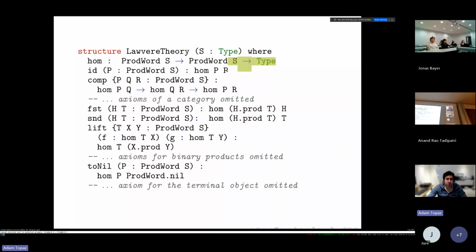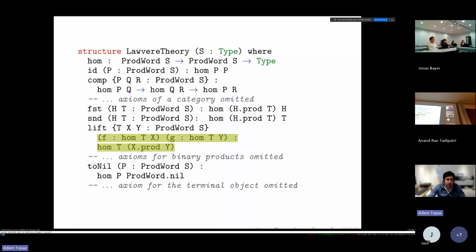You should have an identity morphism. You should have a notion of composition. You should have a projection onto the first component, which would somehow view the product of H and T as the categorical product. Similarly, you have a second projection. You have a lift morphism, which goes into the property that this product does indeed match the categorical product.